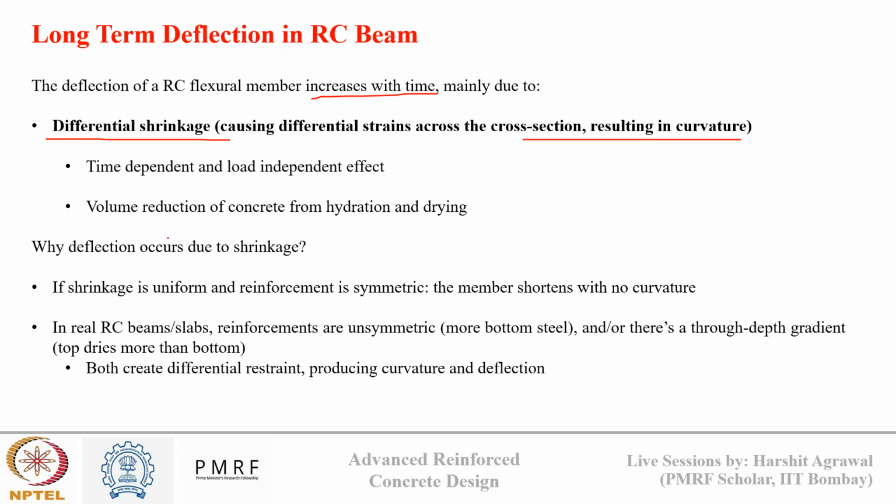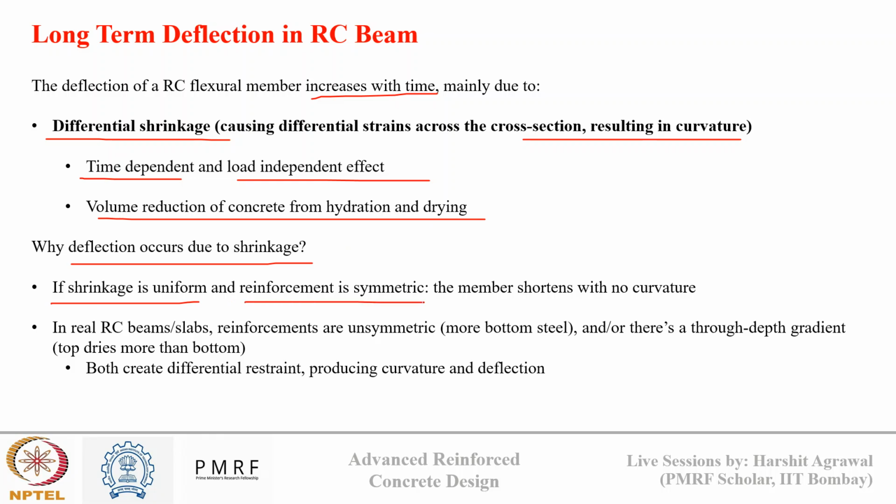So if we just touch upon what shrinkage is: shrinkage, we know, is a time-dependent and load-independent phenomenon, and it occurs due to volume reduction of concrete due to hydration and drying. Now why does deflection occur due to shrinkage? If the shrinkage is uniform and reinforcement is symmetric in a reinforced concrete section, then the member shortens uniformly and there is no curvature.